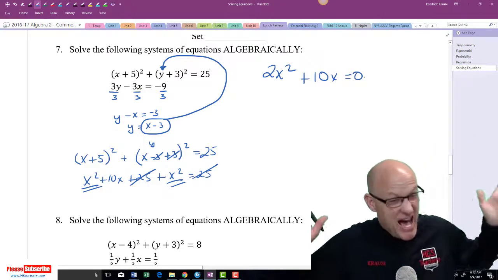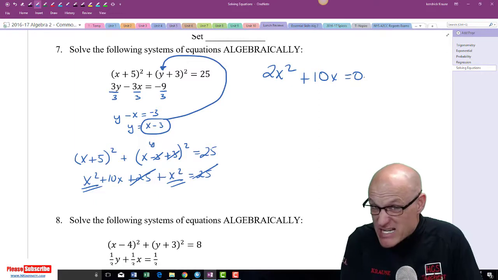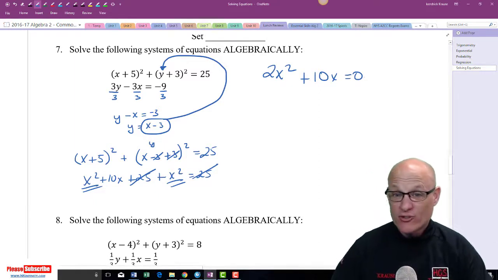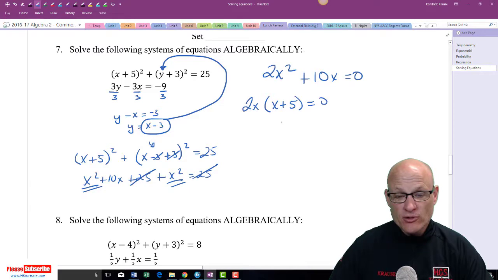They're like, what am I going to do with that? How about we take out a GCF? Always look for GCF first. You can take out a 2x. Take out a 2x, I'm left with x plus 5 equals 0. So my answers are x equals 0 and x equals negative 5.